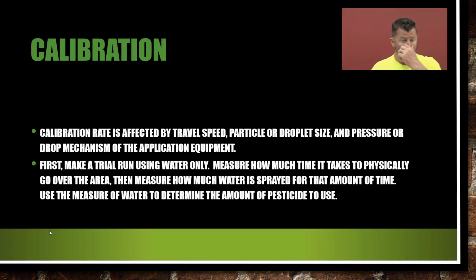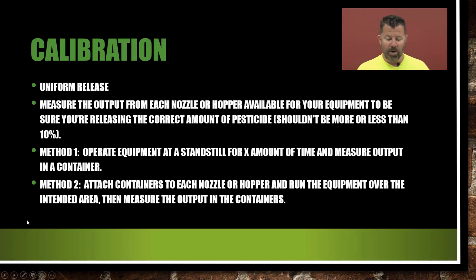First, make a trial run using only water. Let's talk about a backpack again. Measure how much time it takes to physically go over the area, then measure how much water is sprayed for that amount of time. Use the measure of water to determine the amount of pesticide use. Simple stuff, guys. The 1/128th method, that's the way to do it.